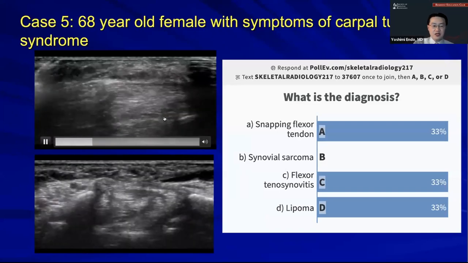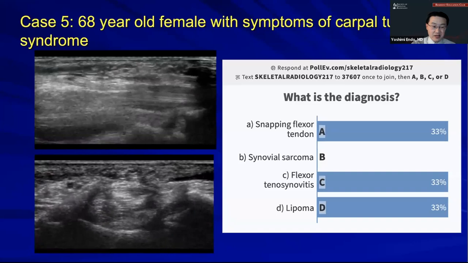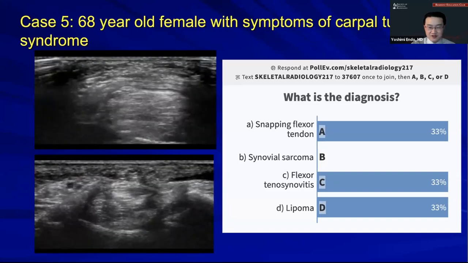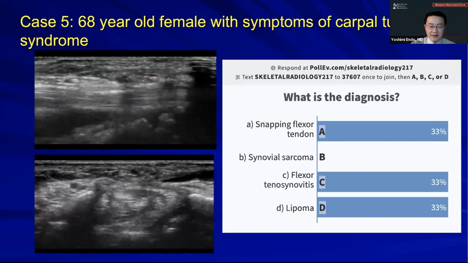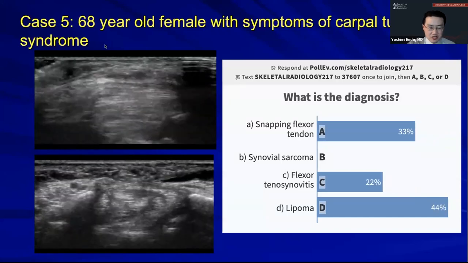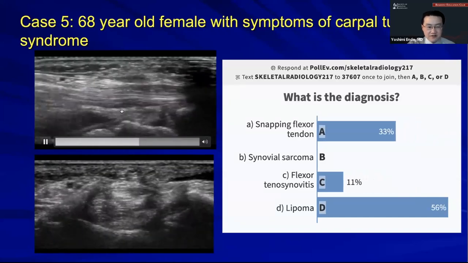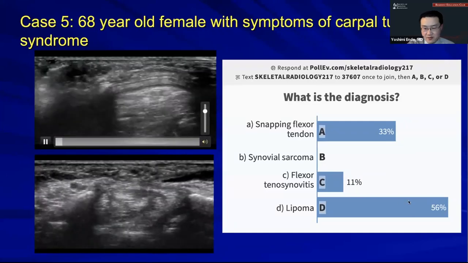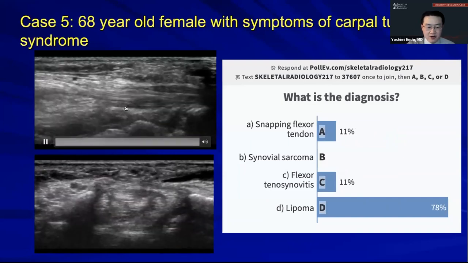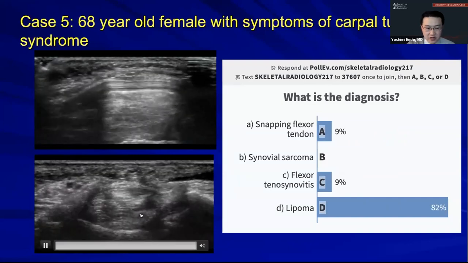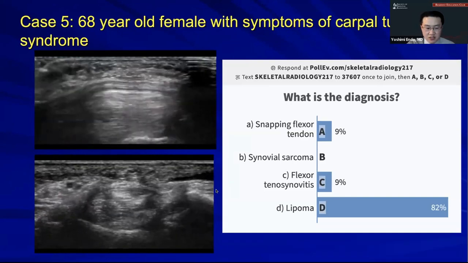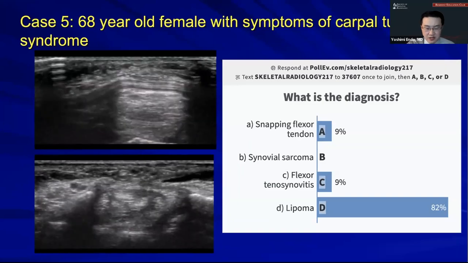And it looks like it's encapsulated. I'm giving important clues, but it's an encapsulated mass, hyperechoic, and it has strands of linear echoes in it. So this appearance is very classic for a lipoma, which the majority of you guys guessed correctly. So this is a lipoma that was moving in and out and going into the carpal tunnel intermittently as the patient moved the wrist, and that was causing intermittent carpal tunnel-like symptoms.